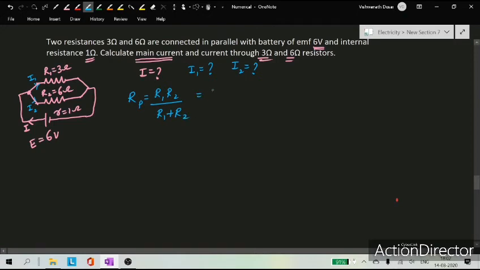So substitute the value. 3 into 6 divided by 3 plus 6, it is equal to how much? This is equal to 2 ohm you are going to get. Once after getting Rp, the circuit looks very simple now. So the circuit may look like this. Only Rp here. Rp value you got 2 ohm and the value of the EMF is given, it is 6 volt. EMF and internal resistance is 1 ohm.